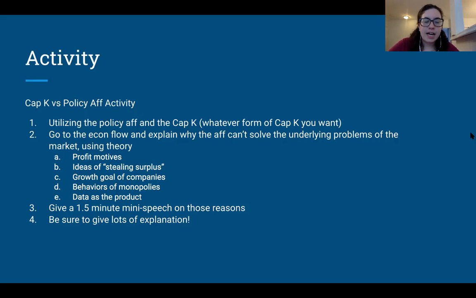And then as for timing, I think 1.5 minutes is by far a lot on this. This would be part of a block on an econ flow on why they can't solve, but it doesn't have to be a full 1.5 minutes. But yeah, explaining how that functions and what that means.